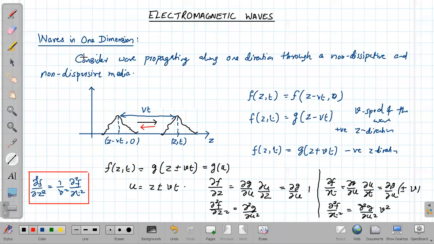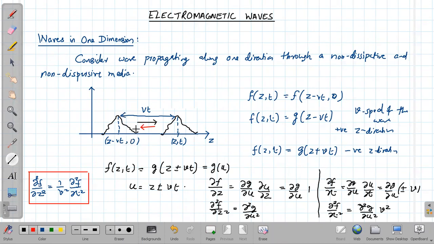So we can just summarize what we discussed now. We have just discussed waves in one dimension. The shape of the wave will remain the same if it is passing through a non-dissipative and non-dispersive medium. Then if you look at the shape of the wave at location z at time t, this wave must have come from some previous location at time 0. So it must be at z minus vt location at time 0.